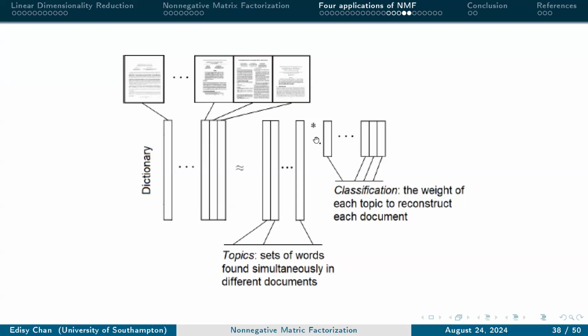Then we have this NMF problem. We solve it and we have the topics as the columns here. And these are the weights of each topic to reconstruct those documents. We can also take it as a classification of the topics.